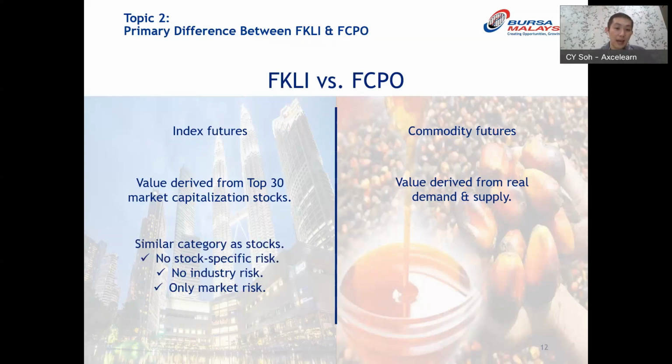For index futures, the FKLI, you can see that because it is derived from the top 30 stocks that represent the Malaysia economy, this is actually similar to the category of stocks. However, index futures are slightly different from stocks because they are derived from the top 30 market cap stocks, but they don't have any stock-specific risk. Stock-specific risk means that there is no risk on the company, there is no risk from the earnings, and you don't have to look at the company management at all.